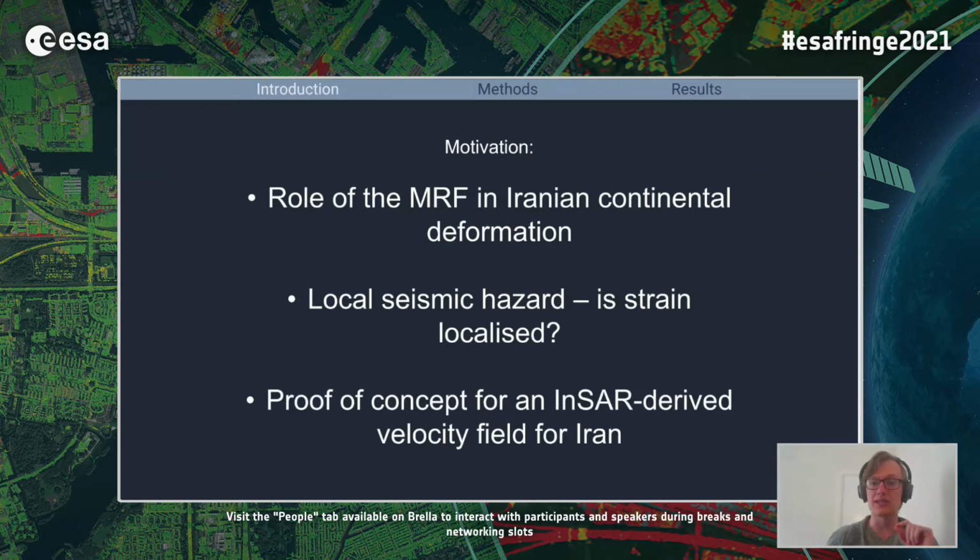And finally, we're using this as a proof of concept for our end project goal of an InSAR-derived velocity field for Iran, and especially the Zagros.